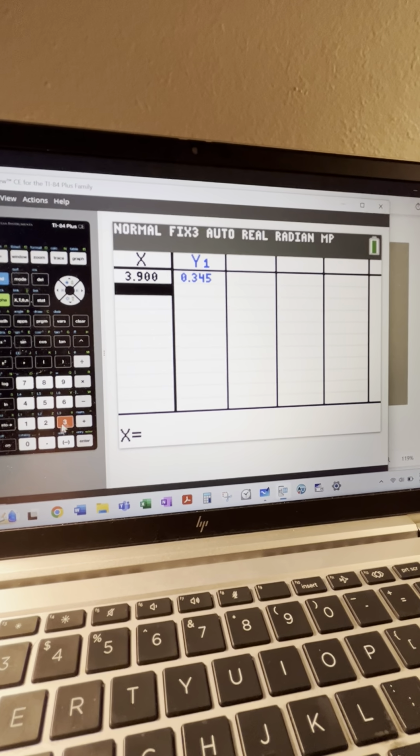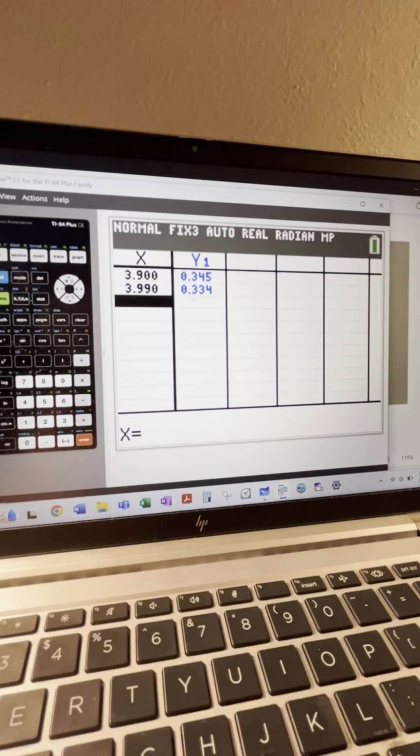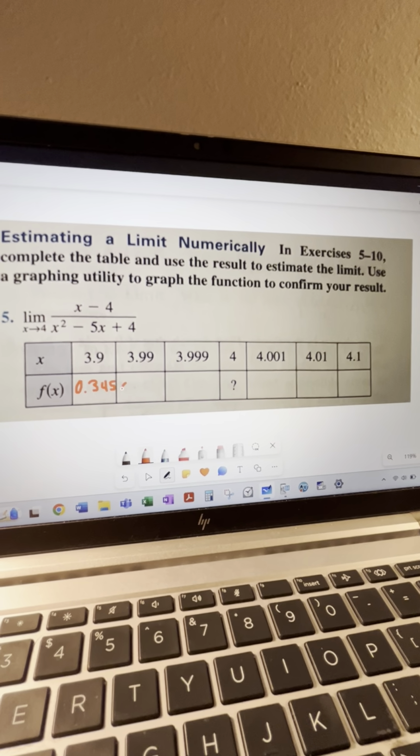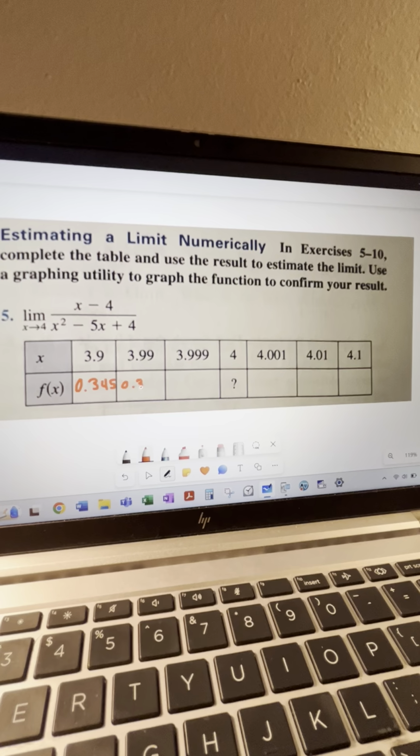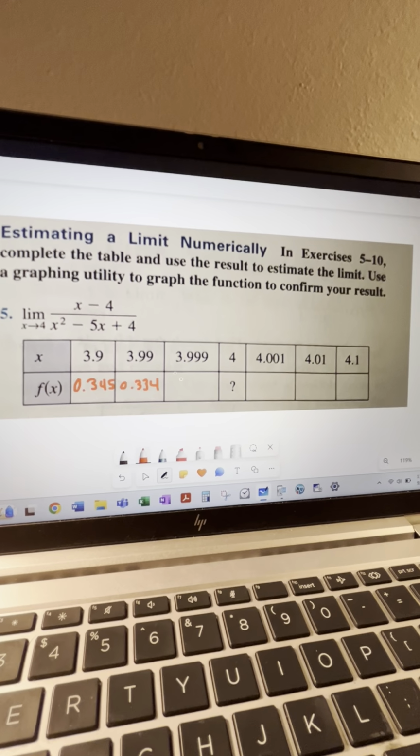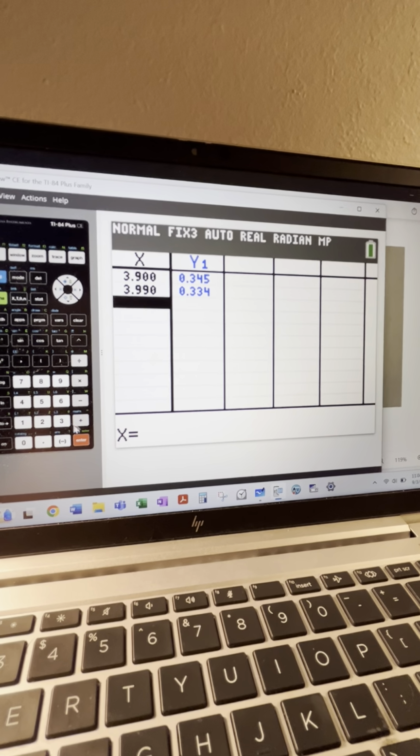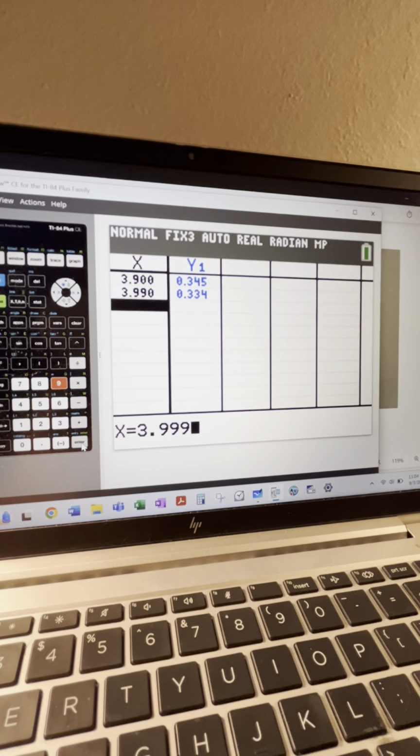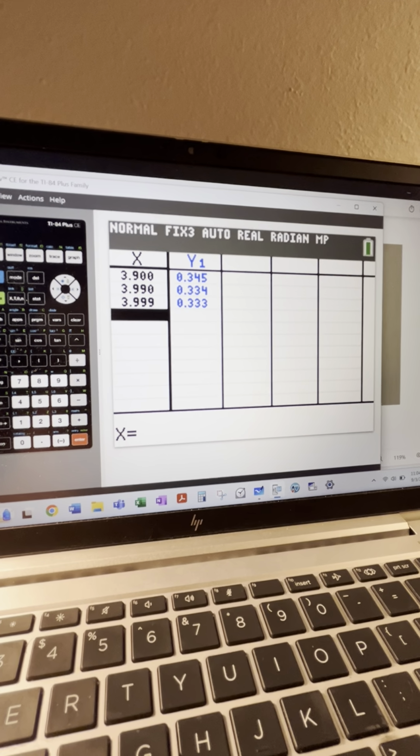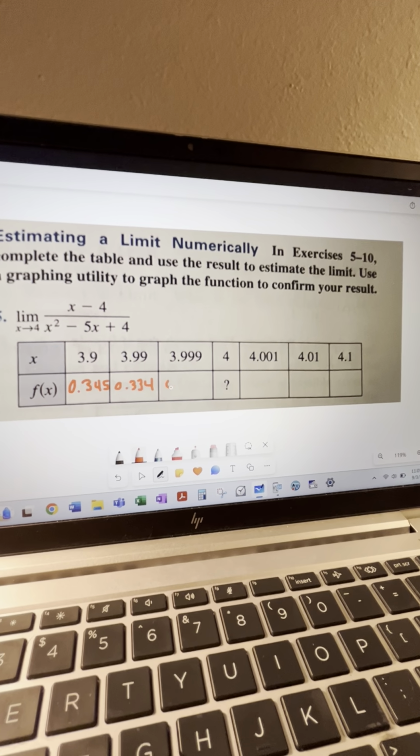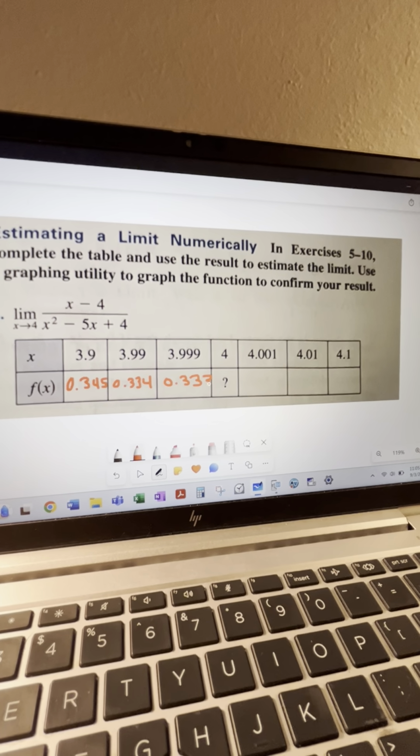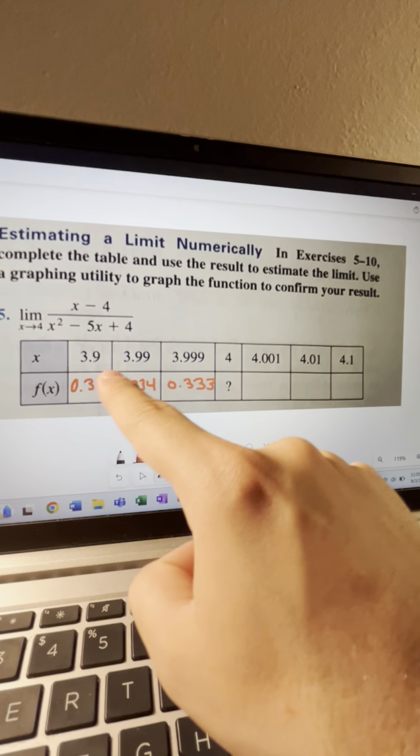3.99. That gave us a y value of 0.334. And then now let's enter in x equals 3.999. And that gave us a y value of 0.333. Let's go back to our table. 0.333. Okay, so we're done with those x values.